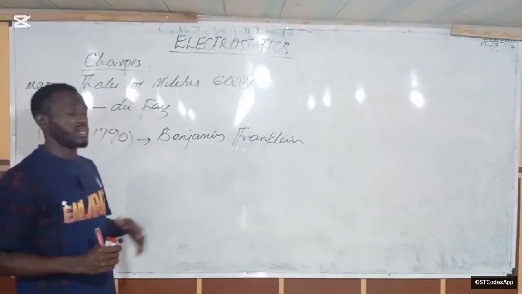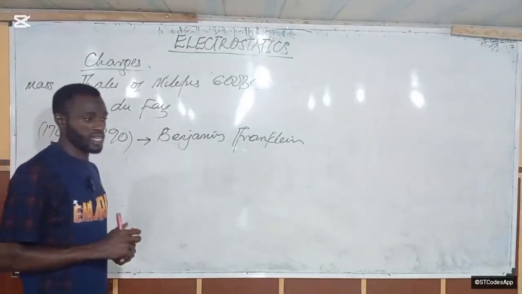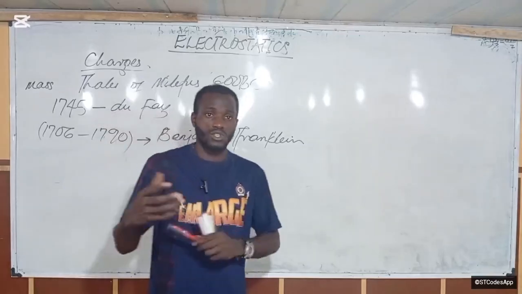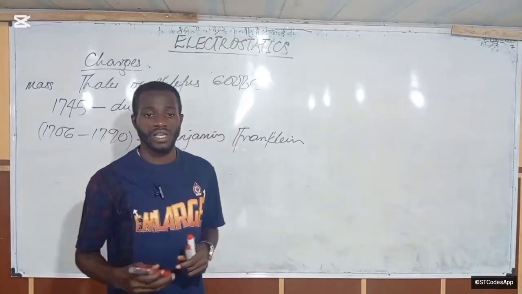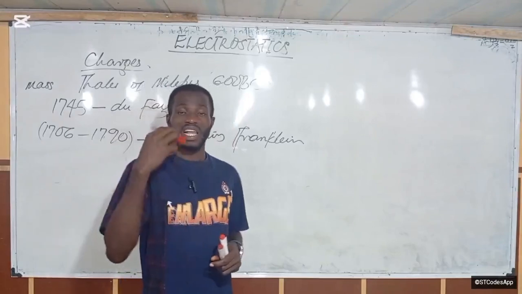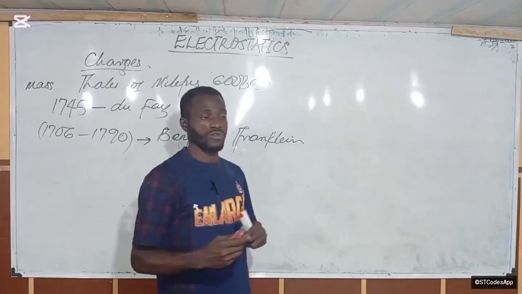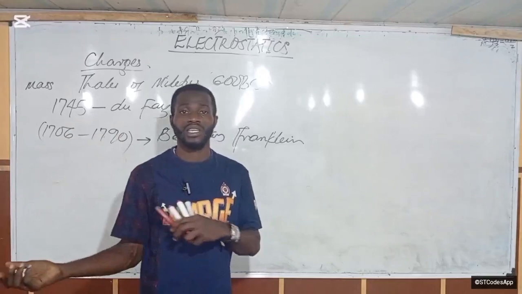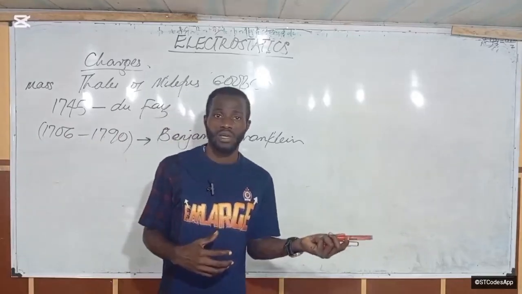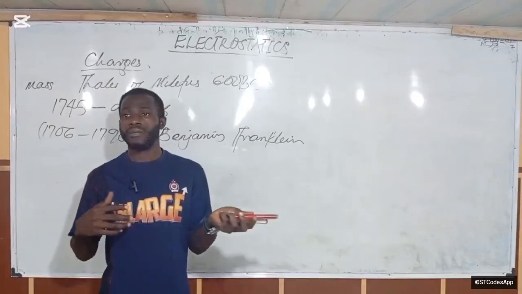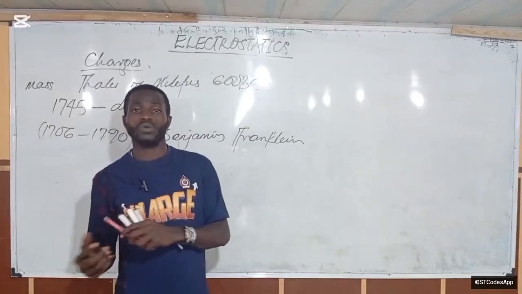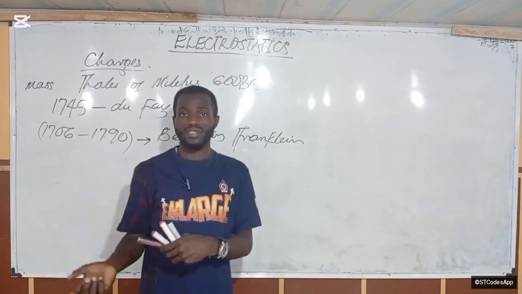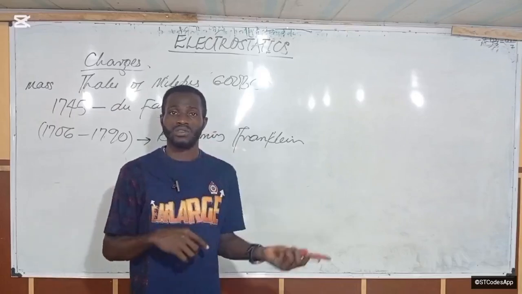According to Benjamin Franklin, charges were more like fluids that every substance possessed. So if you rub a glass rod and silk together, the glass rod will get a positive charge and the silk will get a negative charge. On the other hand, if you rub a rubber rod with fur, the rubber rod will get the negative charge this time, while the fur will get the positive charge.